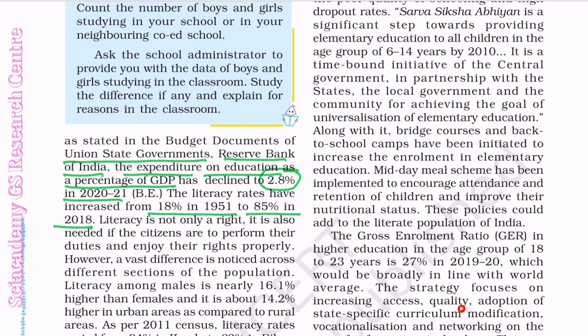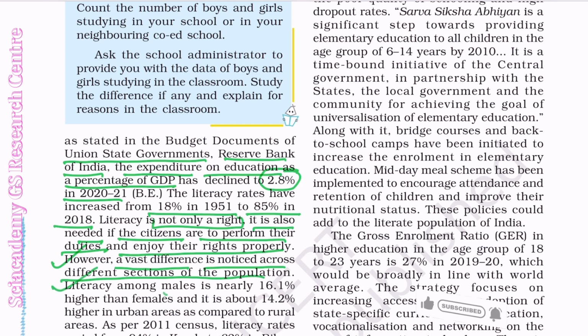Literacy is not only a right, it is also needed if the citizens are to perform their duties and enjoy their rights properly. However, a vast difference is noticed across different sections of the population. Literacy among males is nearly 16.1% higher than females, and it is about 14.2% higher in urban areas as compared to rural areas. As per the 2011 census, literacy rates varied from 94% in Kerala to 62% in Bihar.